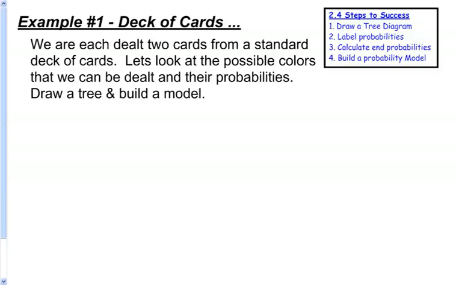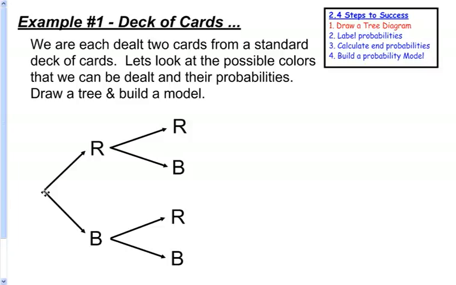So the first thing we need to do is draw a tree diagram. Okay, we need to realize the first card we get could be red, could be black. There's 2 choices here, and this is going to look a lot like the heads tails example. I could get red on the first card, or I could get black on the first card. Now, the probability that I get red is a half, because there are even number of reds and blacks, but I like to write 26 out of 52 when I deal with cards, just because I know there are 26 red cards out of 52 total cards.